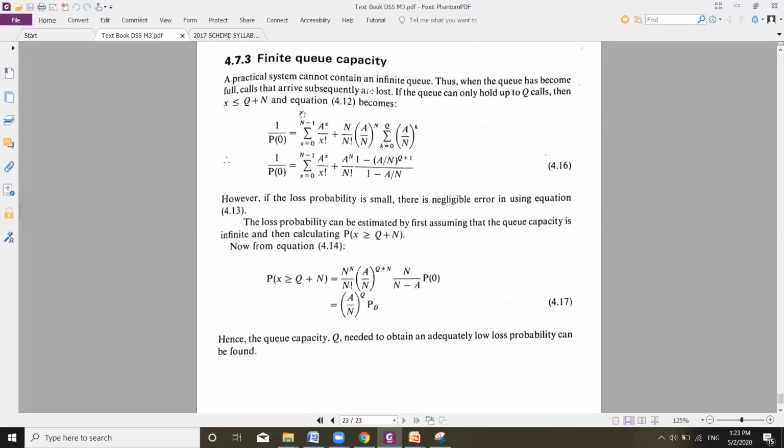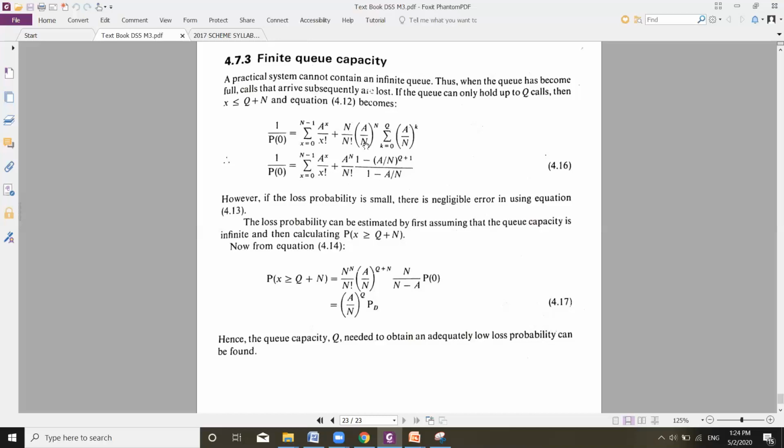Then equation 4.12, the second Erlang equation that we discussed in the previous class, is what we will consider here: 1 by p naught is equal to the summation from x = 0 to n minus 1 of a to the power of x divided by x factorial, plus n divided by n factorial, times a by n to the power of n, times the summation from k = 0 to q of a by n to the power of k. Now let us solve it further.